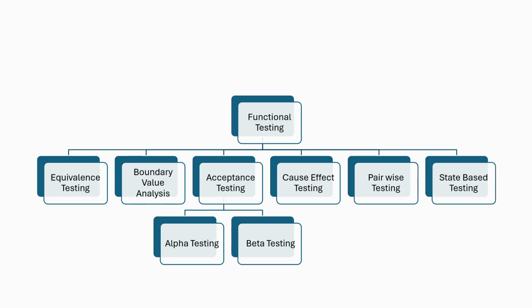Functional testing or black box testing is further divided into six categories, which is a huge number and is important for exam purposes. First is equivalence testing.